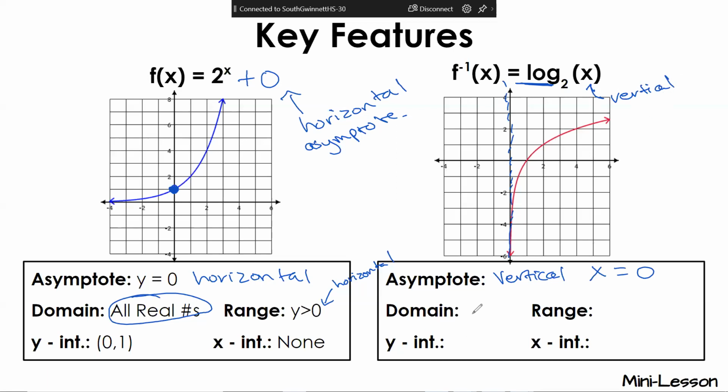For your domain, this is going to be from your vertical asymptote to either positive or negative infinity, depending on the equation. And for range, it's going to be all real numbers. For exponential, we're going to have a horizontal asymptote. For log, we're going to have a vertical asymptote.